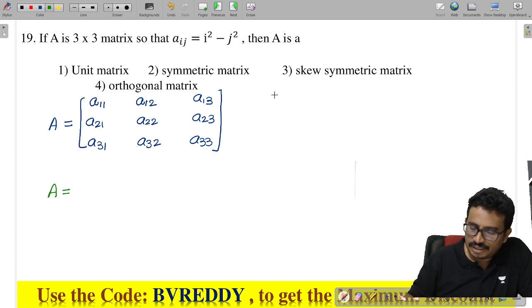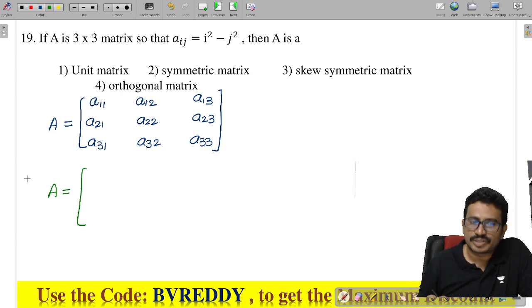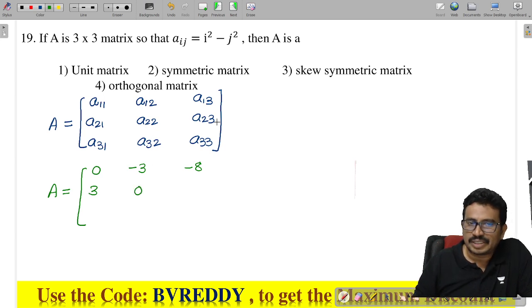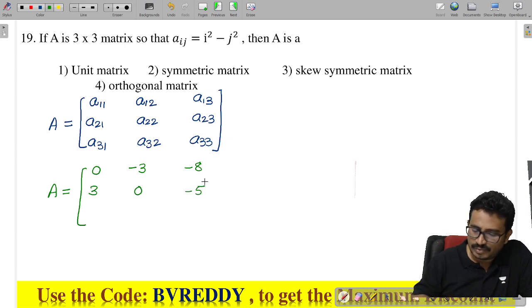Now you tell me, the first index is i, the second is j. So can you tell me this element? They gave i square minus j square: 1 square minus 1 square is 0. 1 square minus 2 square is minus 3. 1 square minus 3 square is minus 8. 2 square minus 1 is 4 minus 1, 3. 4 minus 4 is 0. 4 minus 9 is minus 5. 3 square minus 1 is plus 8. 9 minus 4 is plus 5, and 0.